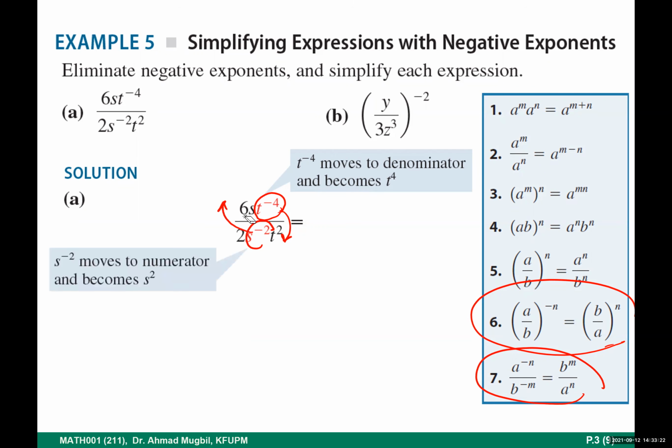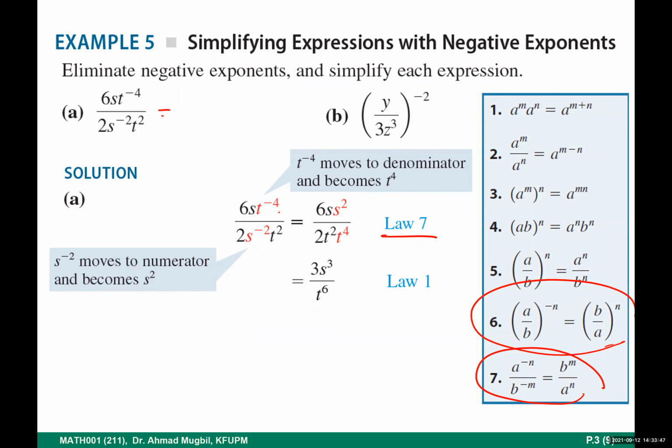Just move them by using law number 7. Now you have here 6s times s to the power 2, it will be s to the power 3. You have 6 over 2, by the way, this one, 6 over 2, it is 3. And this will be s to the power 3. And this is t to the power 2 times t to the power 4, it will be t to the power 6. And this is one way.